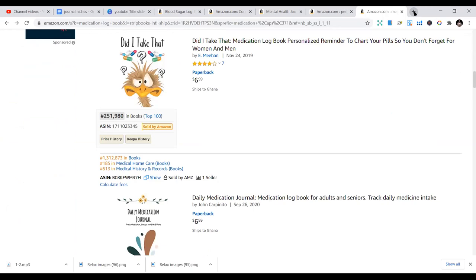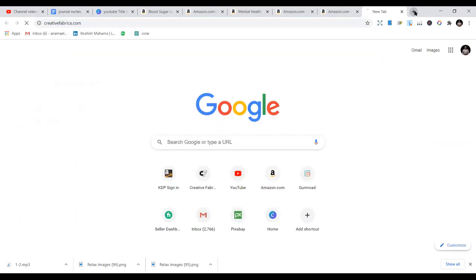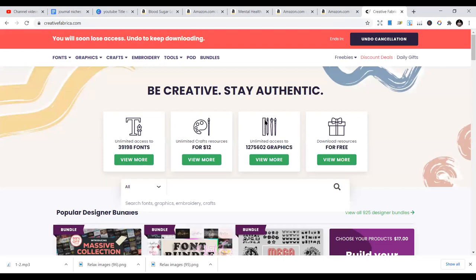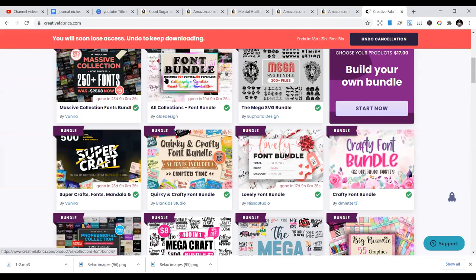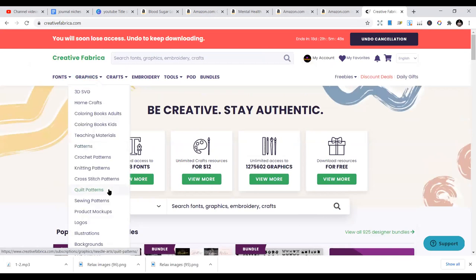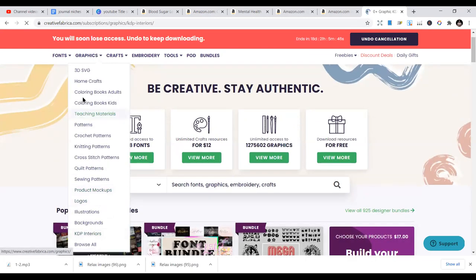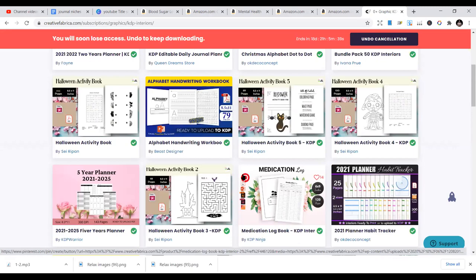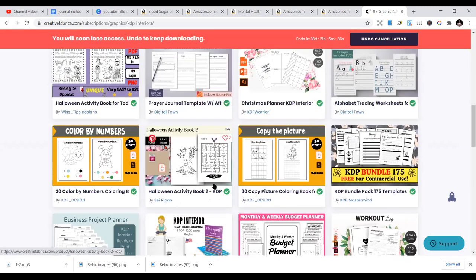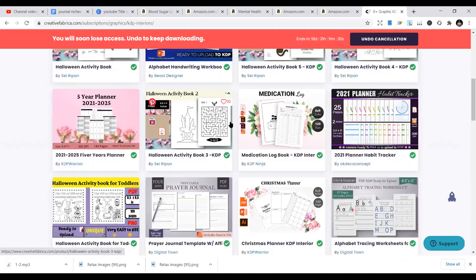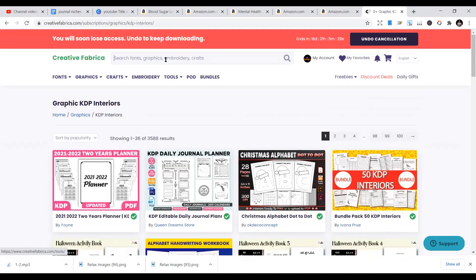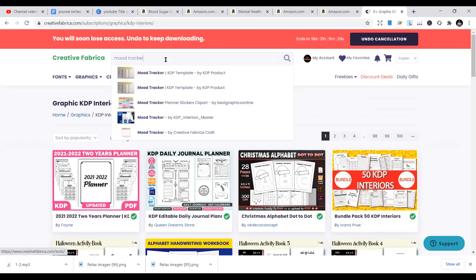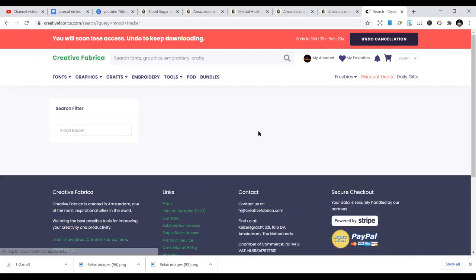So you can also get interiors. If you cannot develop your own interiors, you can get interiors at a place called Creative Fabrica. It's a simple, easy place to get different things. If you even want fonts, you can get that, but we aren't talking about fonts here. We are talking about KDP interiors. When you go under graphics, you go to KDP Interiors, you will probably see some of the interiors that I'm talking about. You just type their names, medical, medication logbook, or maybe you want mood tracker, you just type mood tracker and you get an interior. It's a nice interior just to publish.